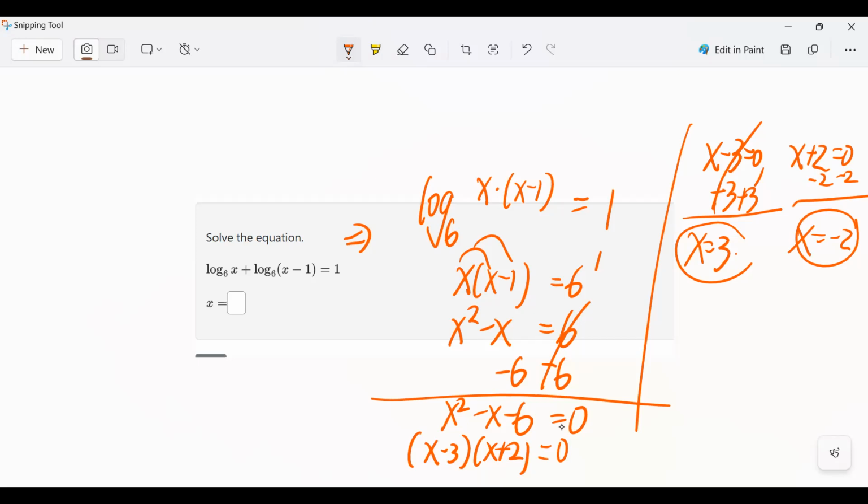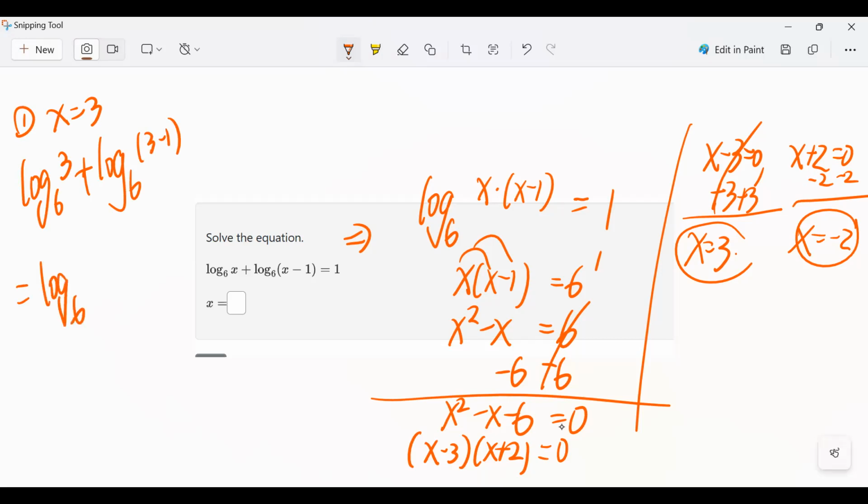First one, check x equals 3. We get log base 6 of 3, plus log base 6 of 3 minus 1, which is 2. We get log base 6 of 3 times 2, right? 6. Log base 6 of 6.